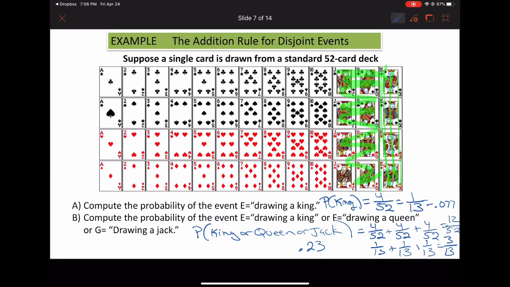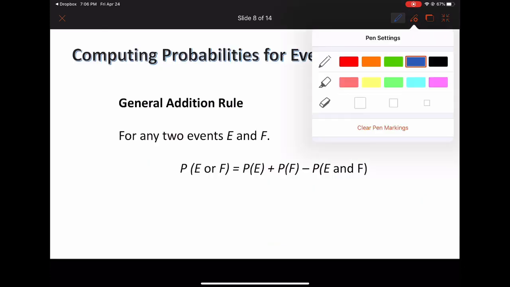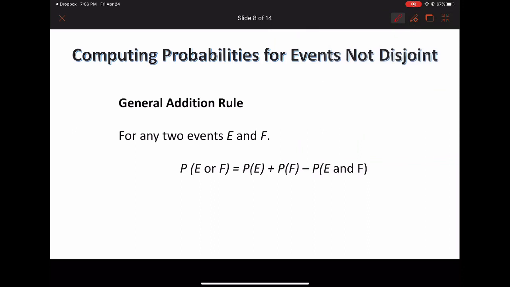Hopefully that makes sense to you, so we're going to move on a little bit. Now if we have 2 events that are not disjoint, so sometimes we have things that aren't disjoint. For example, what is the probability of rolling a 3 or rolling an odd number? Rolling a 3 or an odd number. Those are not mutually exclusive. So I would say probability of rolling a 3 or an odd number.